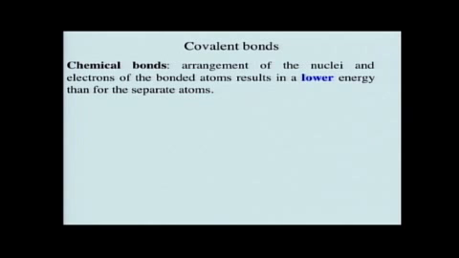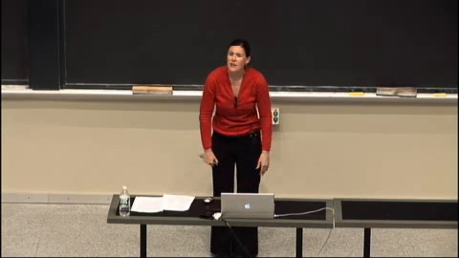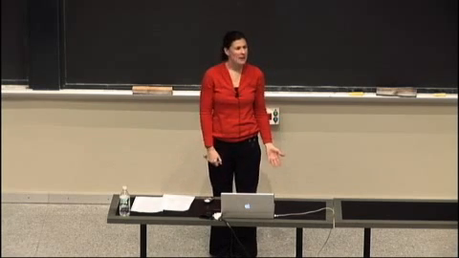Basically, what we're talking about is having two atoms where the arrangement of their nuclei and their electrons are such that the bonded atoms result in a lower energy than for the separate atoms. So we know we always want to have our systems in as low an energy as possible, so it makes sense that a bond would happen anytime we get a lower energy when we combine two atoms versus when we keep them separate.